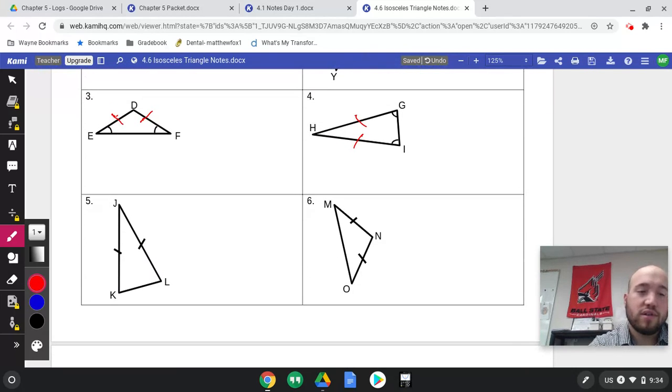And two more, this one will be angle L and angle K. And the final one, angle M and angle O.